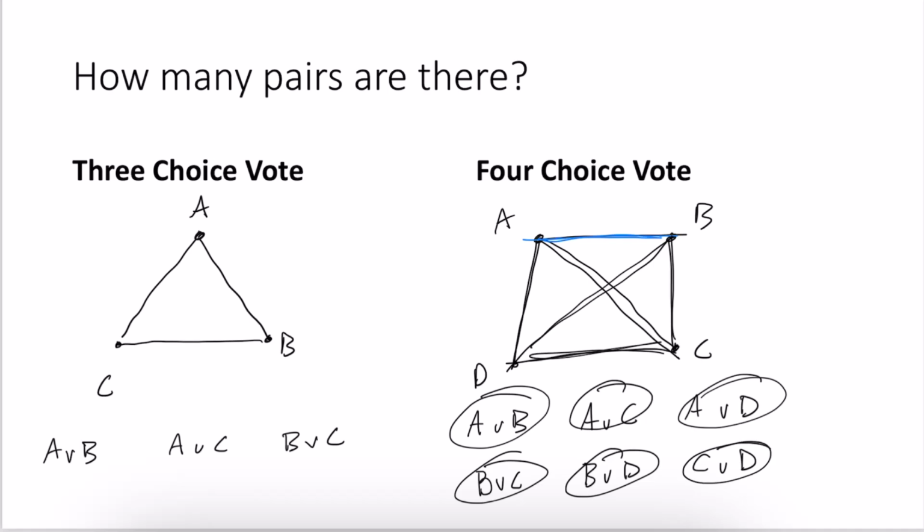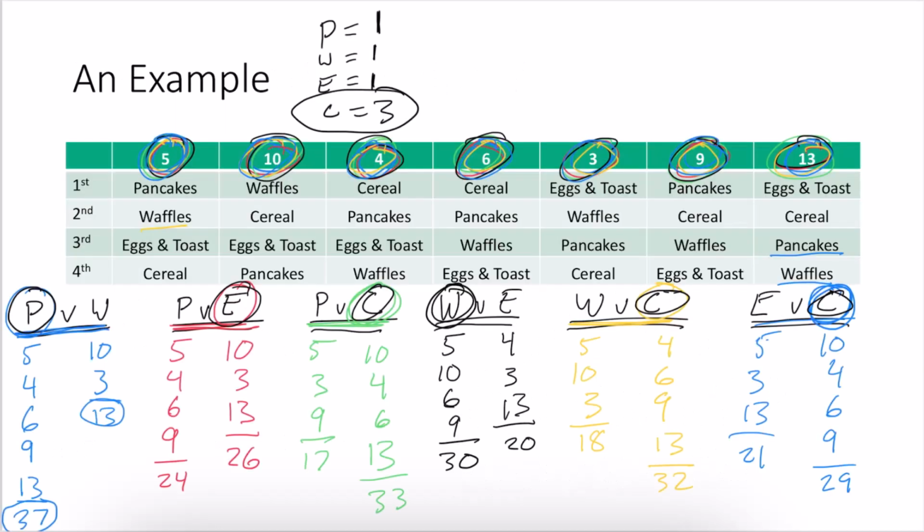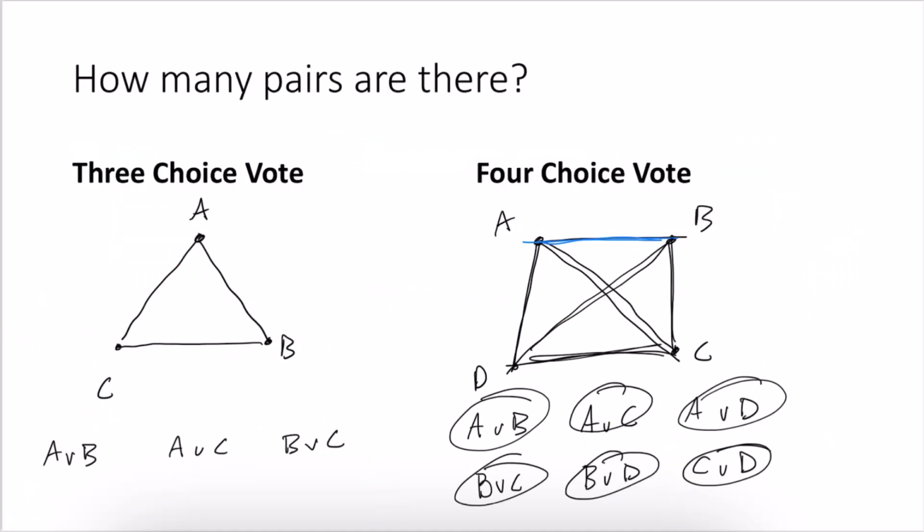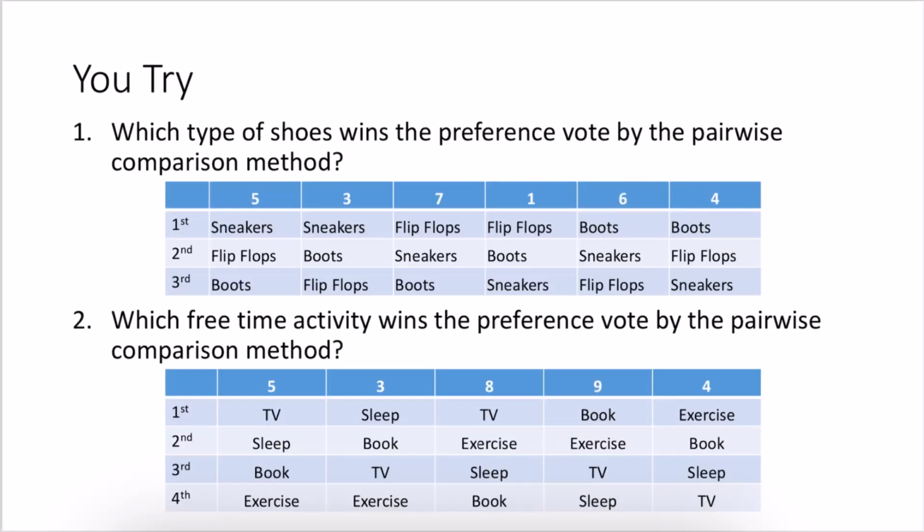And that is accurate because if we look back at the one that we just did, you can see that we have 6 pairs that we checked when we were looking at the favorite breakfast example. So that idea of using a complete graph to help you find your pairs may be helpful if you have a hard time systematically figuring out the number of pairs that you have. So why don't you go ahead and try these 2 examples on your own. Pause this video, figure out which one you think is the winner in both cases, and then restart this video to see how I would solve them.